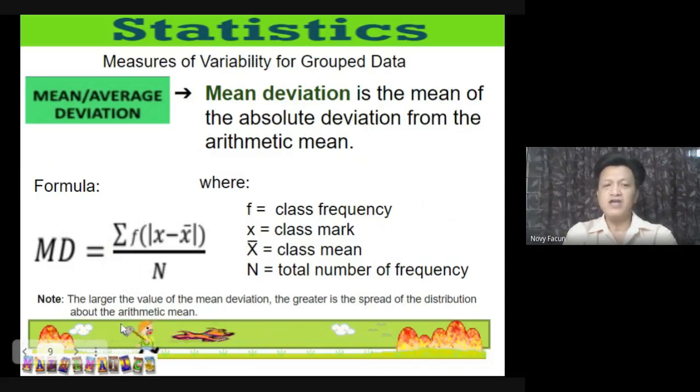So with that, meron tayong tinatawag na kung paano nga ba mag-interpret sa mean deviation. The larger the value of the mean deviation, the greater is the spread of the distribution about the arithmetic mean. What does it mean? Ibig sabihin yan, kapag mas malaki yung nakuha nating value ng mean deviation, mas spread siya, or it means to say, hindi siya reliable. Kapag meron tayong mga kino-compare, kung sino yung nakuha natin mas maliit yung value, mas consistent or mas reliable siya kasi mas maliit lang yung value natin sa mean deviation.